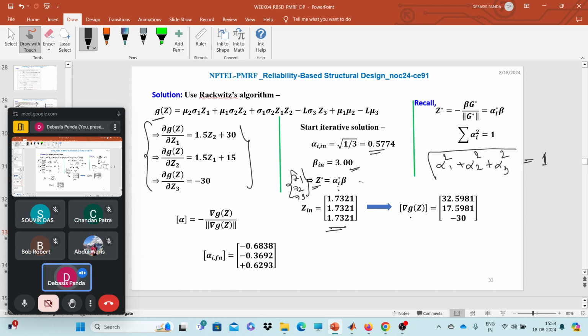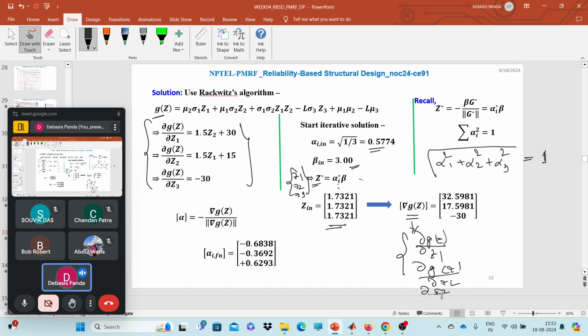Now what should be the gradient of z? That gradient of z is nothing but dgZ by dz1, dgZ by dz2 and dgZ by dz3.